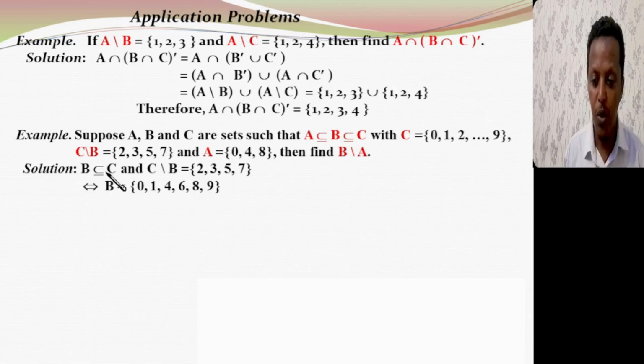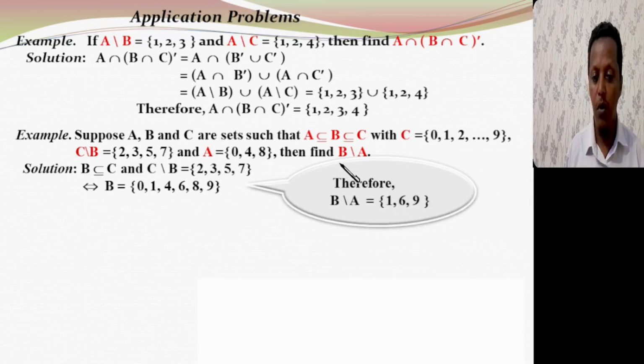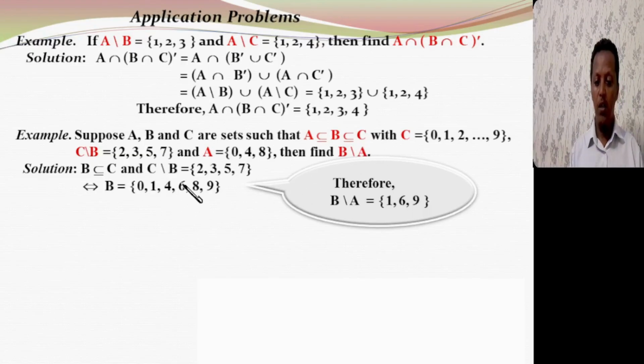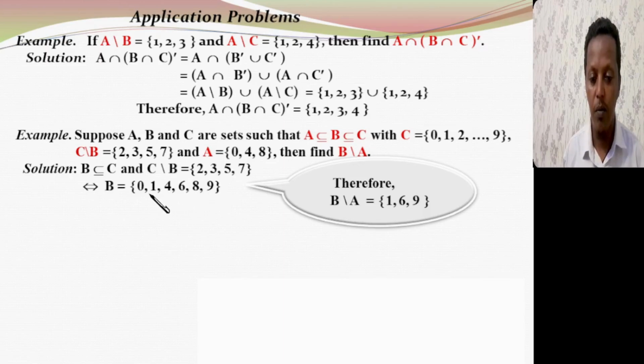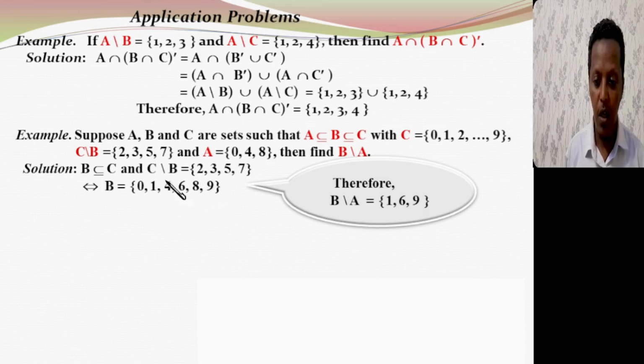So in this case, B is a subset of C. All elements of B are elements of C, and the only elements in C but not in B are 2, 3, 5, 7. So when you remove 2, 3, 5, 7 from set C, it will give you set B. Now we have set B and set A. Therefore, elements in B but not in A will be 1, 6, and 9. These are elements in B, but not in A.